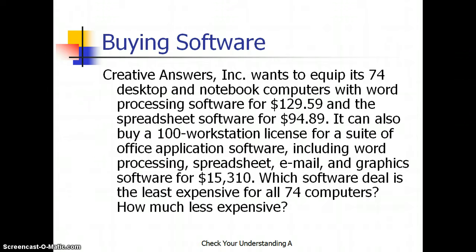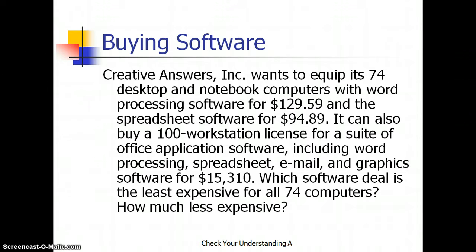So here I would suggest $129.59 plus the $94.89. Figure out what it is per station. In this case, it's $224.48. Take that times 74 because you have 74 stations, which means it's going to be $16,611.52. Well, obviously, just with that number, we know it's going to be better to go ahead and purchase the suite of Office applications for $15,310. Subtract your $16,611.52.